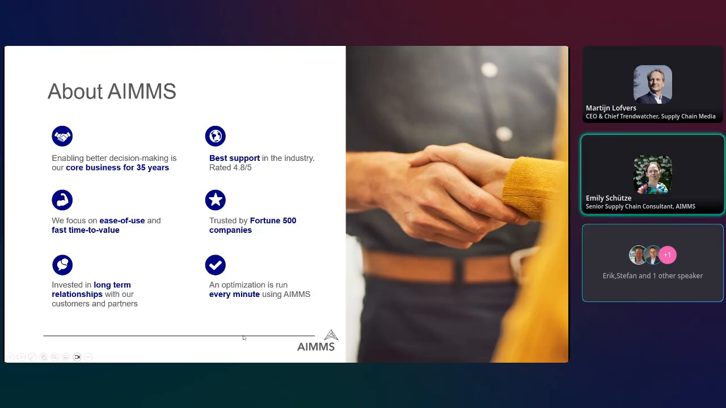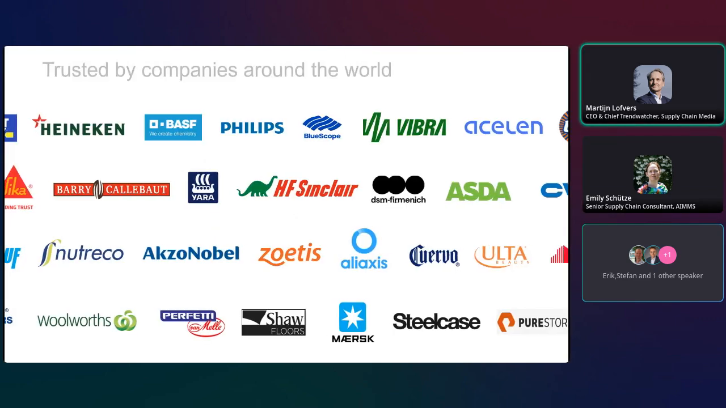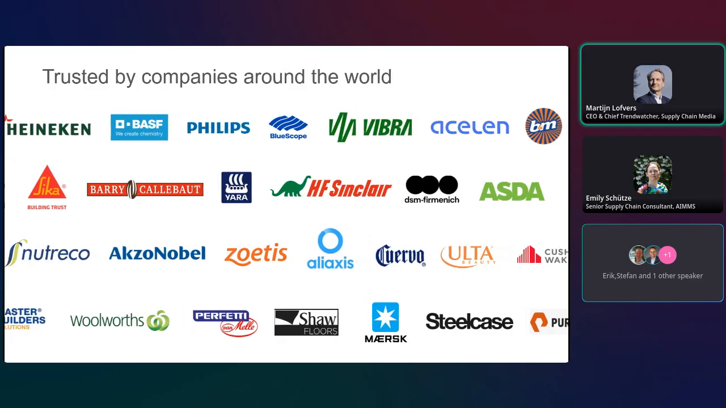And I love this statistic. Every minute, at least one optimization is run using the AIMMS platform. And you can use it more often than in the past, I would say, with the computational power we have right now. Absolutely, yes. Those optimizations are getting cleverer and they're getting bigger, as well as getting more frequent.